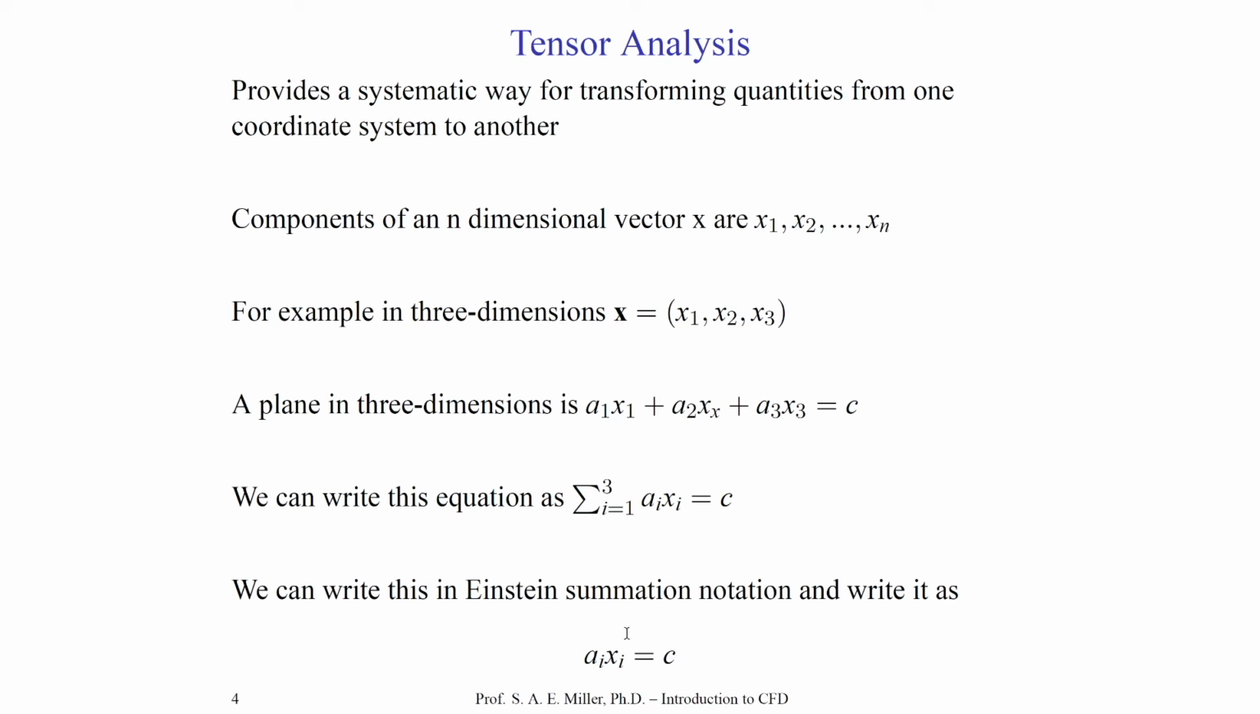If we have 2 repeated indices in one particular term, it means that we sum them. For example, in this final equation, for the plane equation, we have 2 subscript i's. This would be summed from 1 to 3 if we're in 3 dimensions. The right-hand side, c, remains the same. For example, this equation would read just like the 3-dimensional plane equation, a1 x1 plus a2 x2 plus a3 x3 equals c.